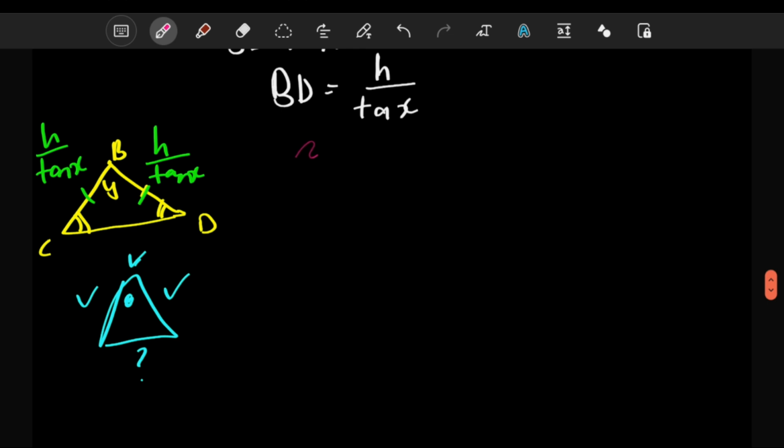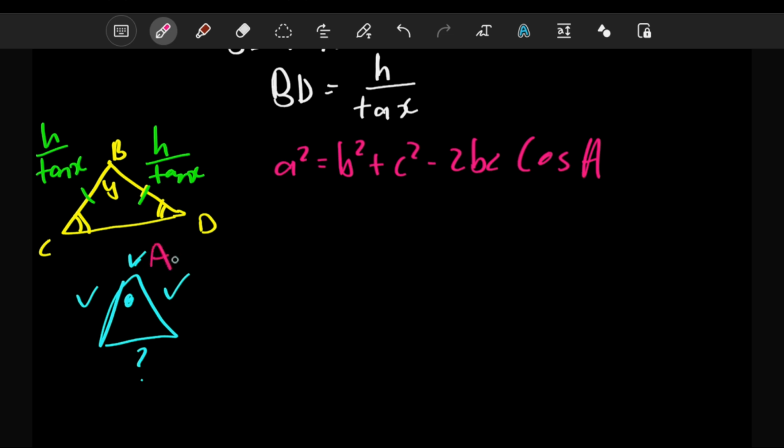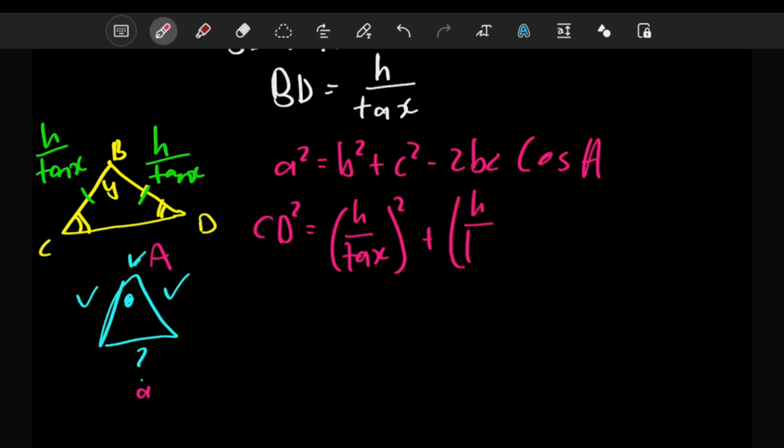But let's see here. Your cosine rule, it's a squared is equal to this, and then minus 2bc cos a. We know that this just goes with that one. You see, this will be your angle there, this will be your side over there. So in our case, we have the angle y, and the side CD. So let's put here CD squared is equal to one of our sides and the other side. So it's going to be H over 10x squared plus another H over 10x squared. And then we're minusing 2 of these, you see.